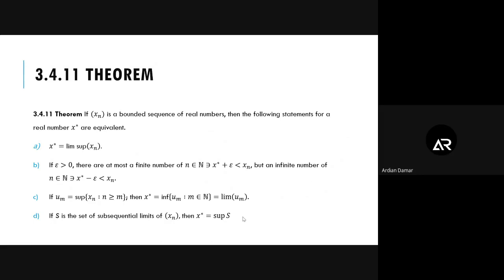C: if um is equal to the supremum of xn with n greater than or equal to m, then x powered by star is equal to the infimum of um with m an element of the natural numbers, which is equal to the limit. And D: if S is the set of subsequential limits of xn, then x powered by star is the supremum of S.